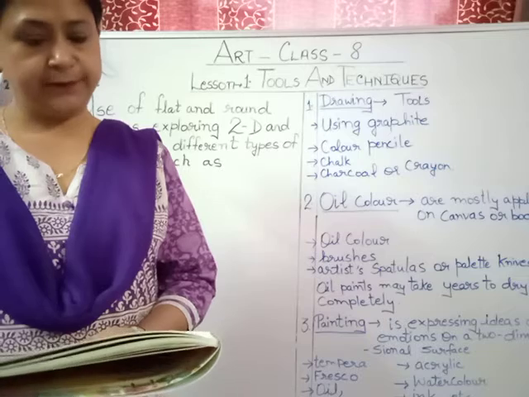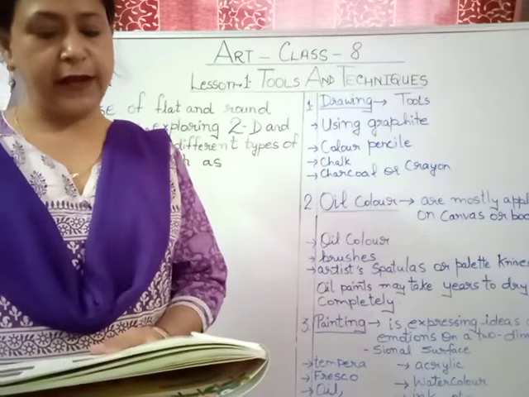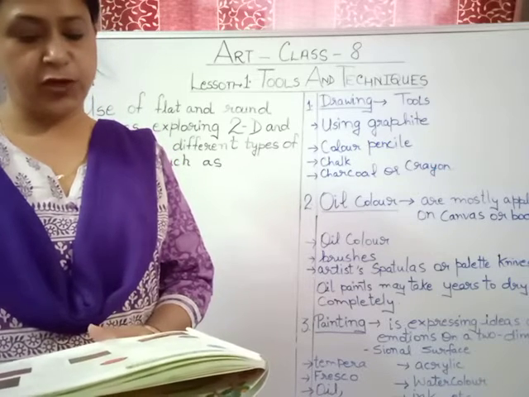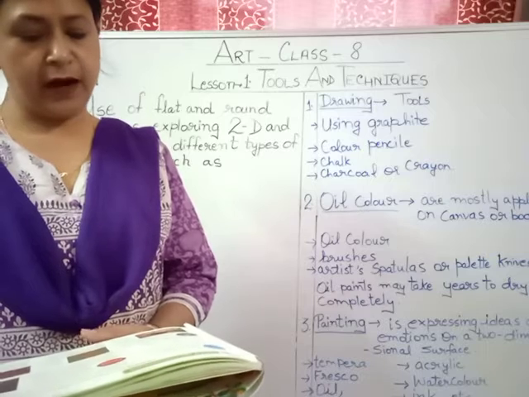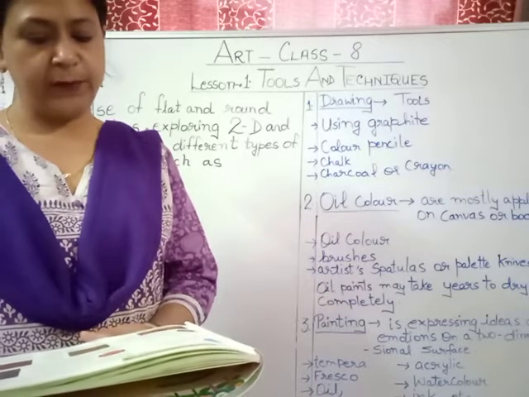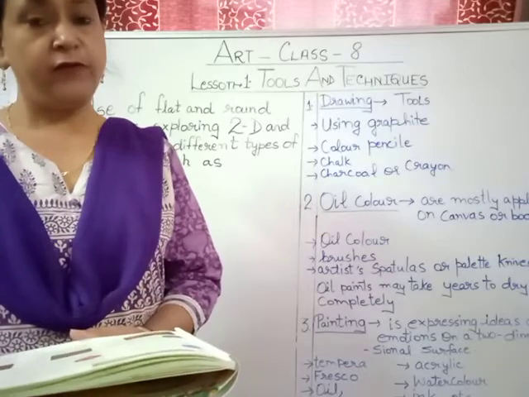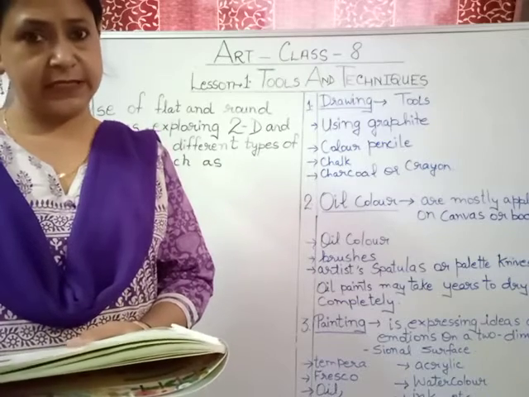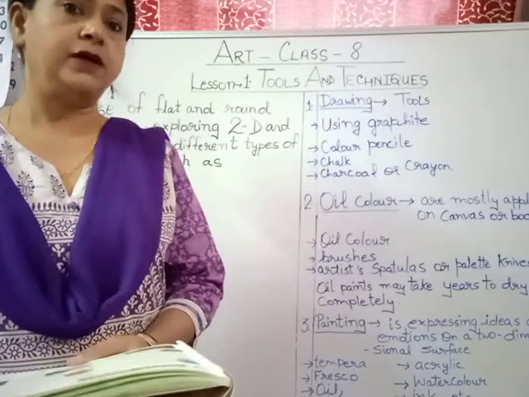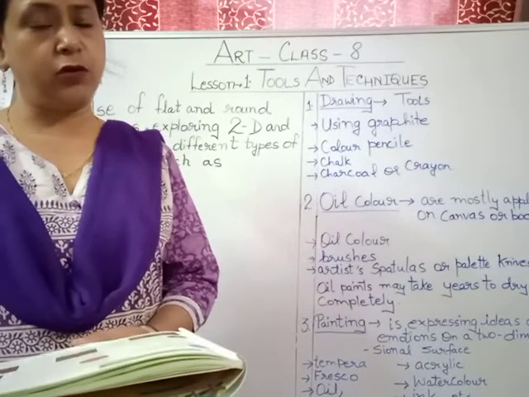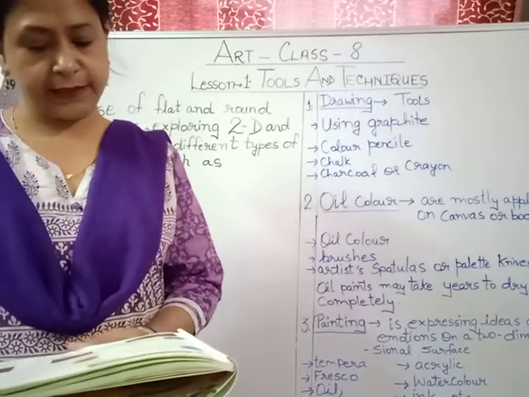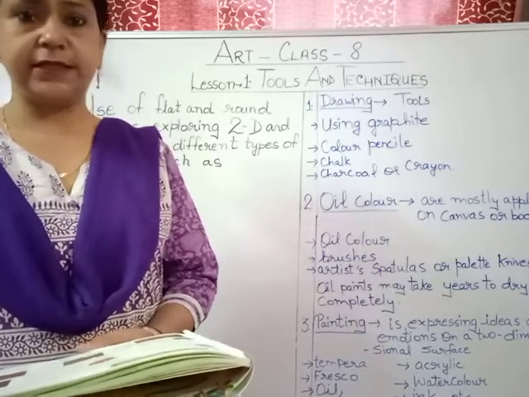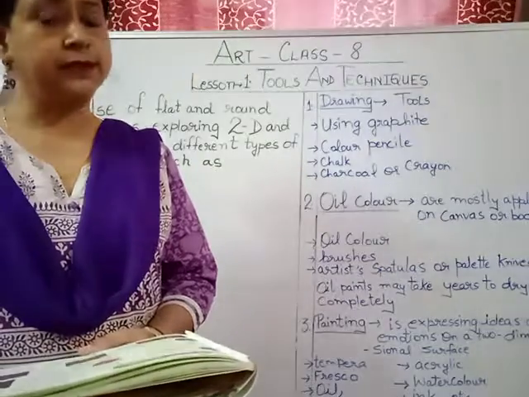Let's see oil colors. Oil colors are mostly applied on canvas or board. Tools used to apply oil colors are brushes, artist spatula, and palette knives. Solvents are added to oil paints so they become easy to use. So before we do the painting in oil color, we add some kind of solvent to mix it. We cannot use water in oil color. We have certain other chemicals or solvents to mix it. These paints may take years to dry completely. Oil painting always takes a lot of time to dry.